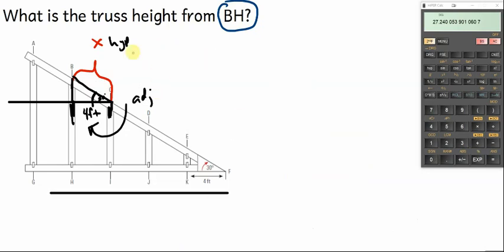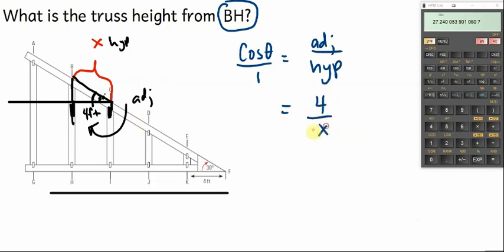Okay, so what relates the hypotenuse and adjacent? Well, that's going to be the cosine. Over 1 is adjacent over hypotenuse. The adjacent is 4 feet. We don't know the hypotenuse. We can call that x or a question mark. The angle still stays the same all the way from here, so it's 30 degrees. And we're going to put it over 1 because it's much more convenient when solving proportional reasoning.